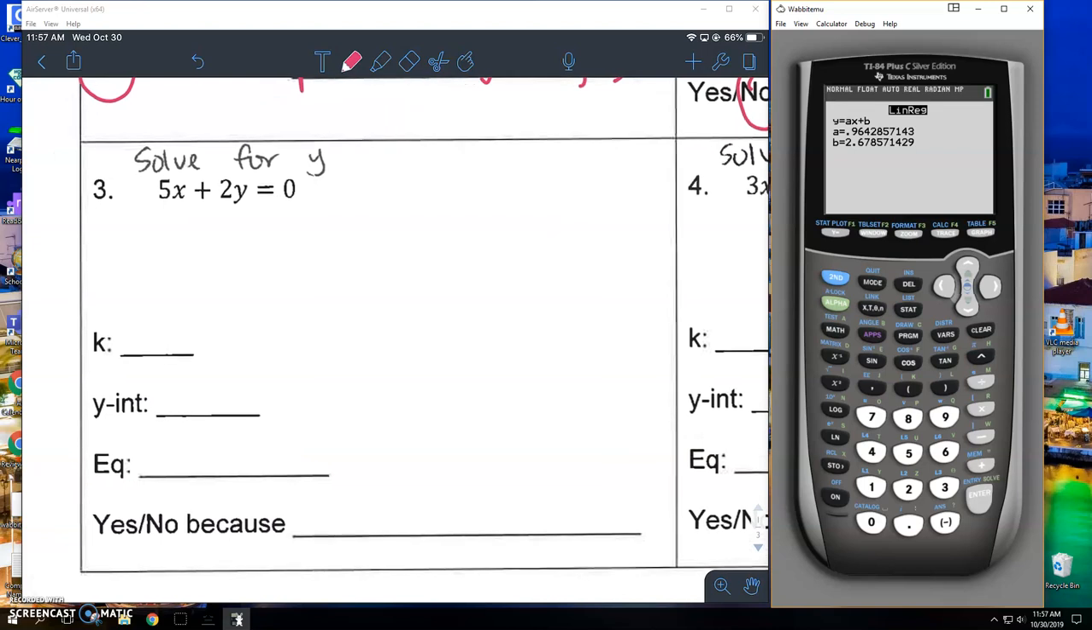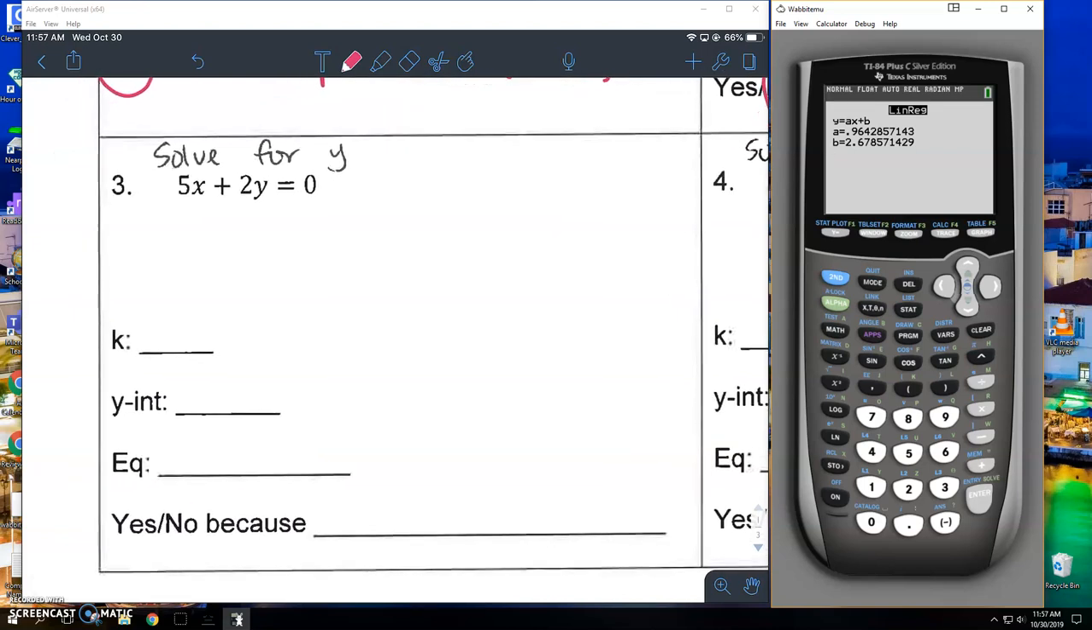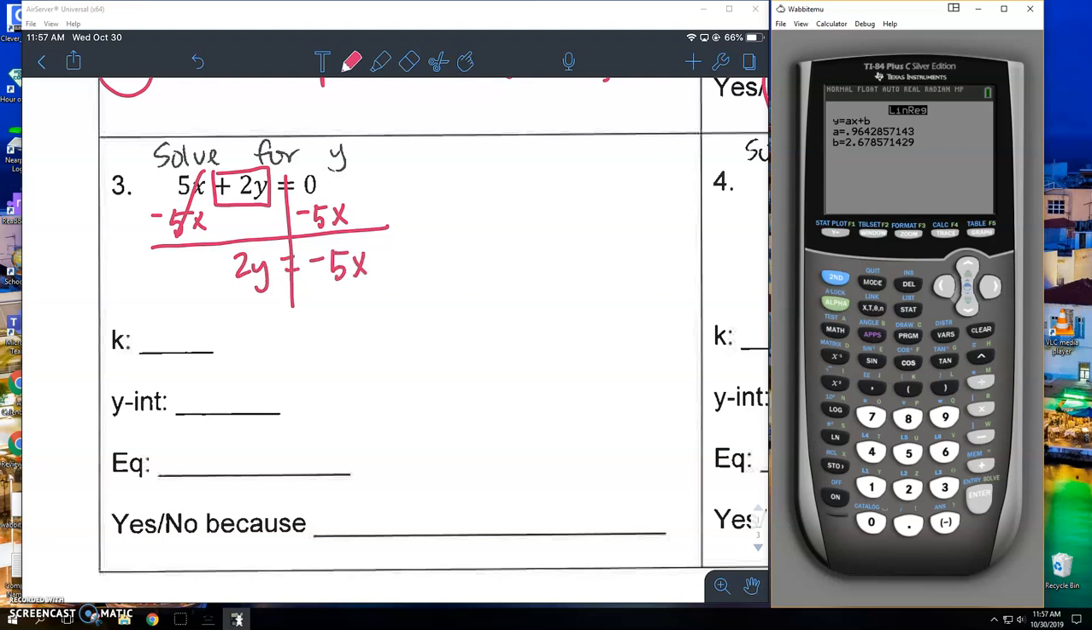Number 3, so on this one, we're going to solve for y, and we're going to see what our equation looks like to be able to determine if our y-intercept is 0. So I'm going to solve for y. The first thing that I'm going to do is subtract 5x over. And I'm left with 2y equals -5x plus 0. I'm not going to put plus 0 because I don't need to have that there. Now I'm going to divide by 2 to solve for y. And I get that y equals -5/2 x.